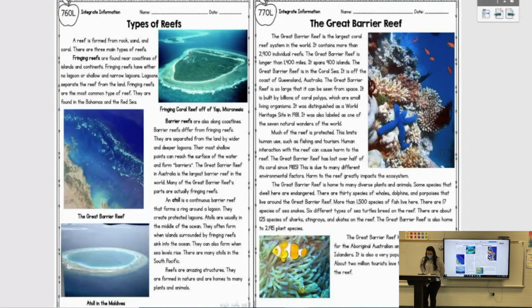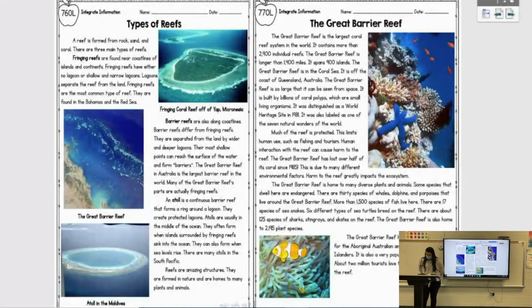The Great Barrier Reef is home to many diverse plants and animals. Some species that dwell here are endangered. There are 30 species of whales, dolphins, and porpoises that live around the Great Barrier Reef. More than 1,500 species of fish live here. There are 17 species of sea snakes.